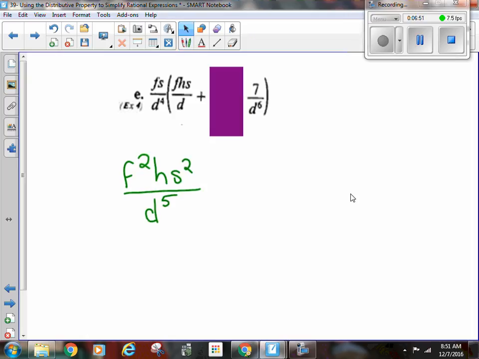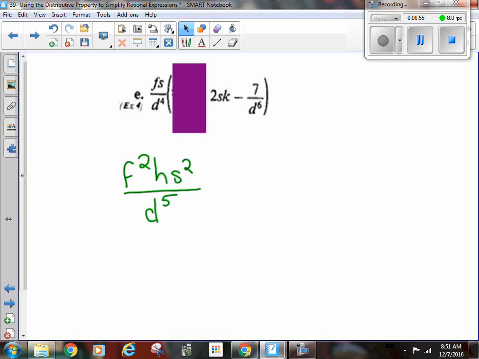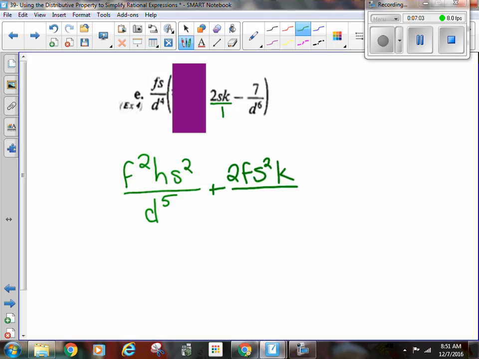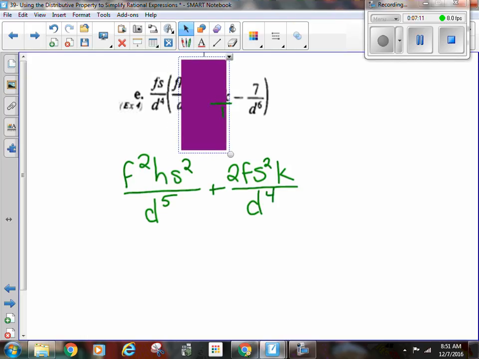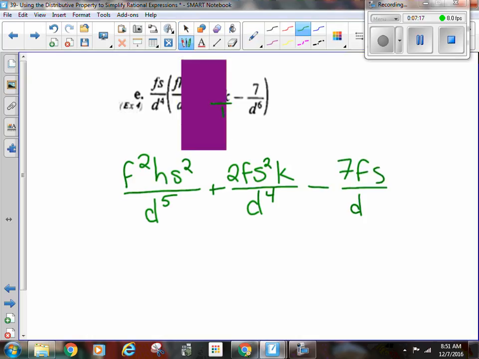Okay, so now I'm going to ignore my first term, and I'm looking at my second term, put it over 1. So I have 2 f, I have 2 s's, so that becomes s squared over k, and then over d to the 4th. And now I'm going to ignore my first 2 terms. I'm going to look at the last one, minus 7fs over d to the 10th.